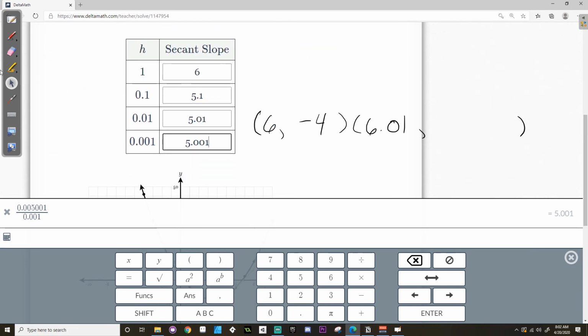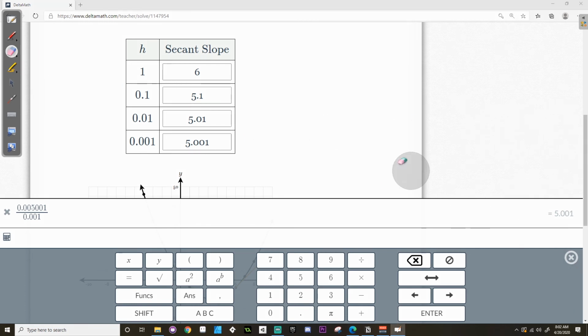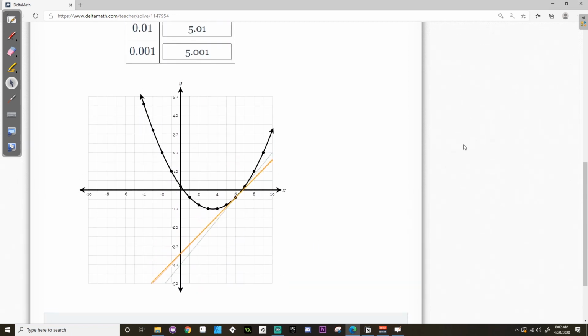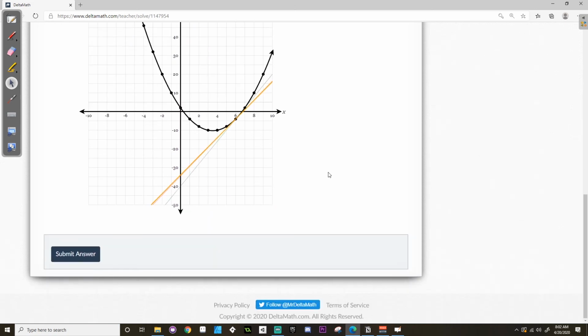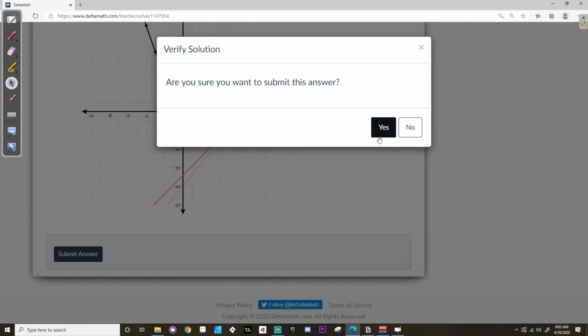Aren't you glad I made you actually go through that with me? Even though I'm sure some of you in your pattern recognition brains could have figured that out ahead of time. So what this is showing is as we get a point that's closer and closer to 6, we're getting closer and closer to approximating what the slope of the line tangent at 6 is. And this is what calculus is: we're taking smaller and smaller intervals to try to estimate what something is instantaneously. So I'm going to submit my answer there.